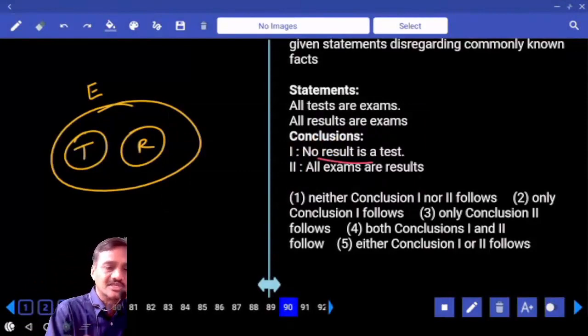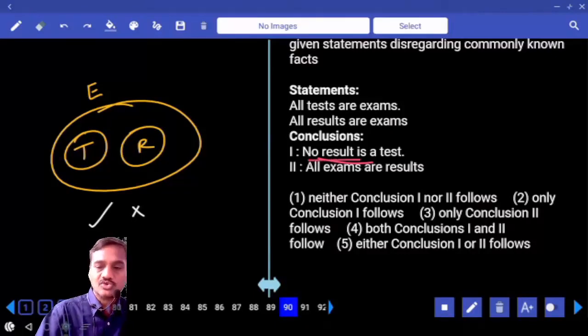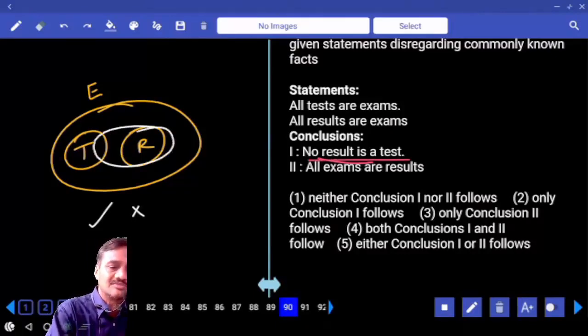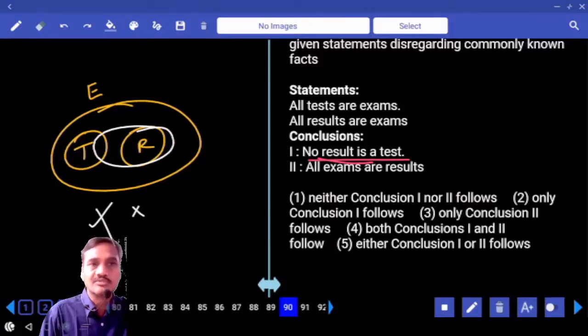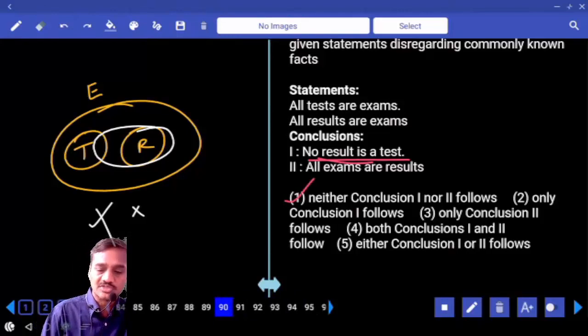And no result is a test, definitely true. All exams are results, that is false. As no result is a test, to make this one false, some results are tests. And alternate diagram true, previous conclusion false. And so what is your answer? Neither one nor two, choice one, question number 90.